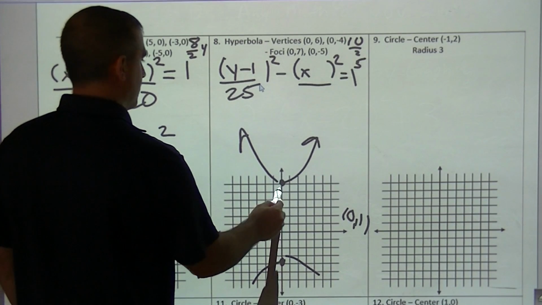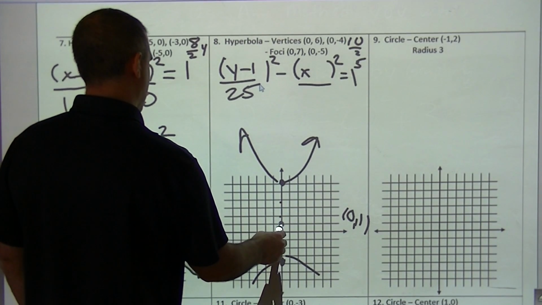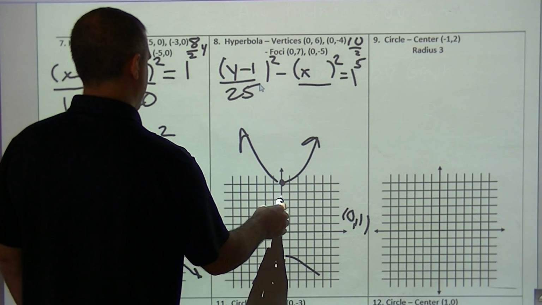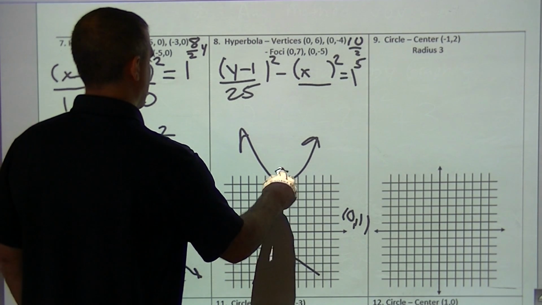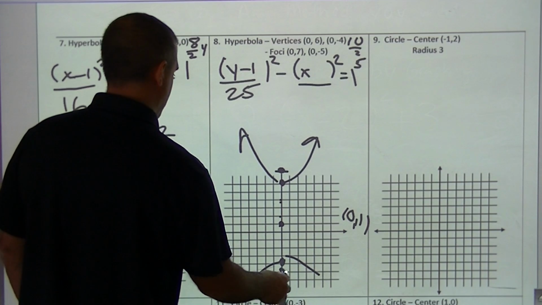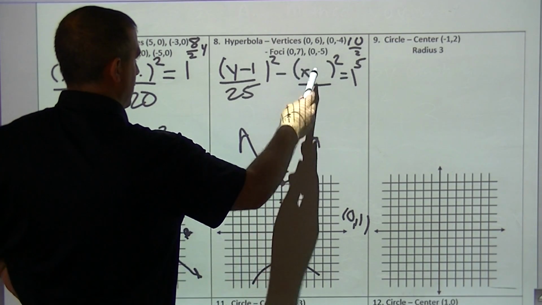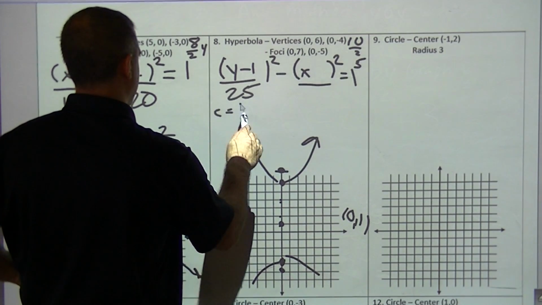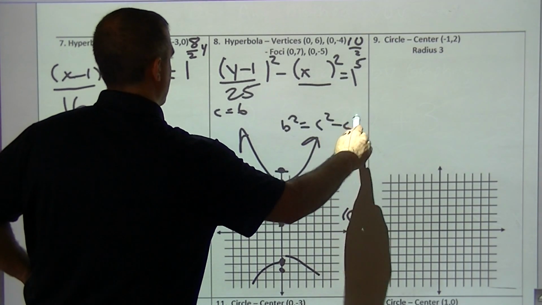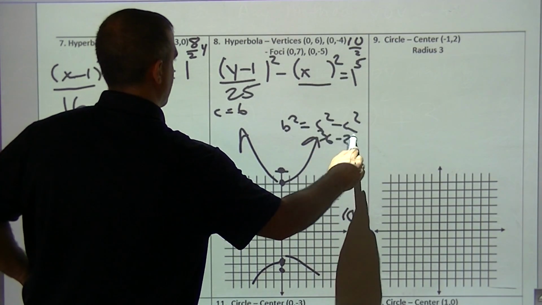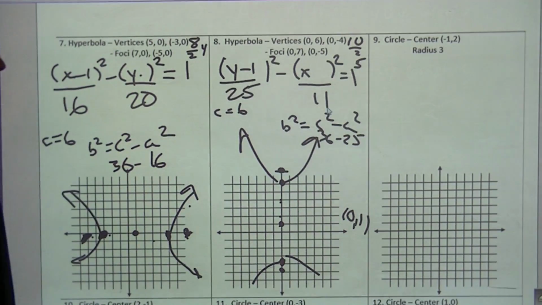My focus is at 0, 6. 1, 2, 3, 4, 5, 6. Actually, no, 0, 7, I'm sorry, and 0, negative 5. So at 0, 7, C is going to be 6. So b squared equals c squared minus a squared. That's going to be 36 minus 25, which would be 11.